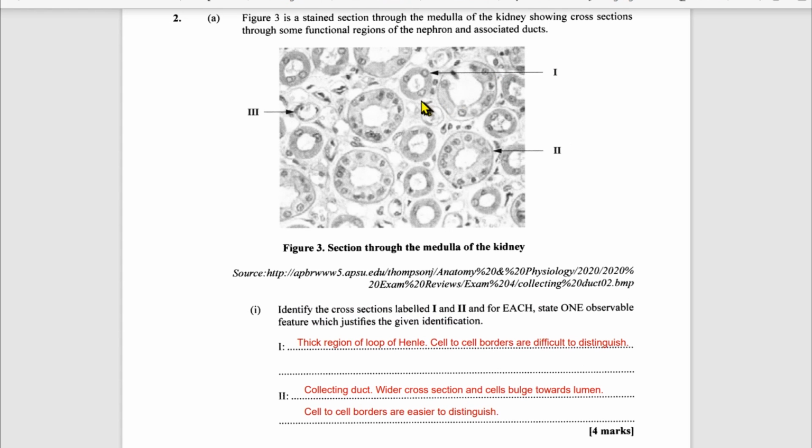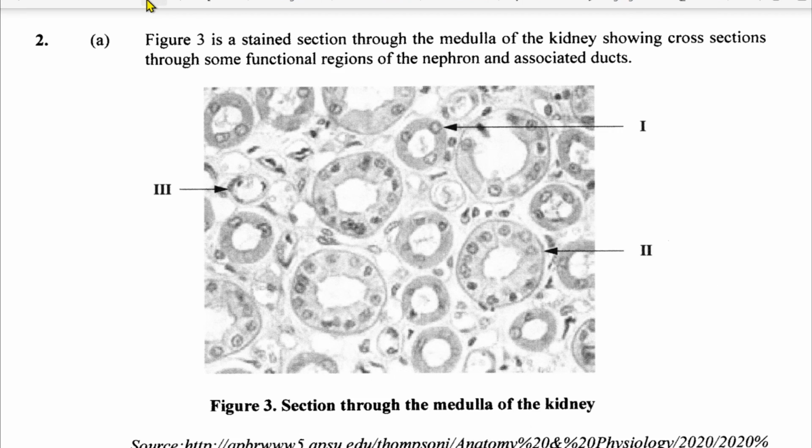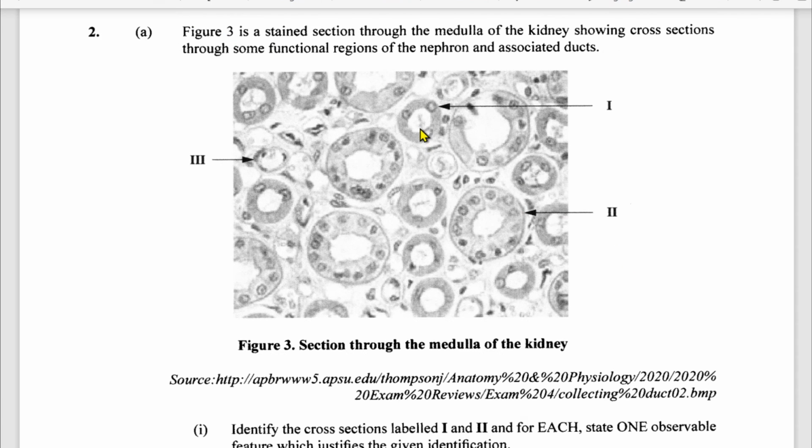Now you'll notice, and maybe I could zoom up a little bit here just to show you, that the cell borders are actually quite difficult to distinguish. Now look at the collecting duct, for example. You could actually see clear divisions in the cells. But in these ones here, in the loop of Henle, they are a little more difficult to distinguish. All you can really see here are more cuboidal looking cells, and that's how you're able to tell that this is the thick section of the loop of Henle.